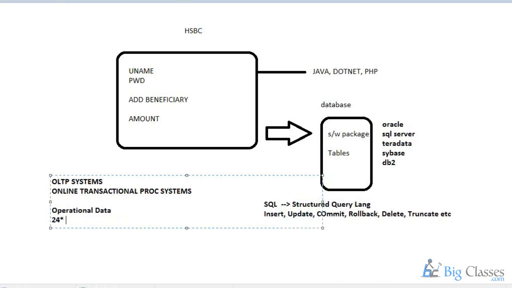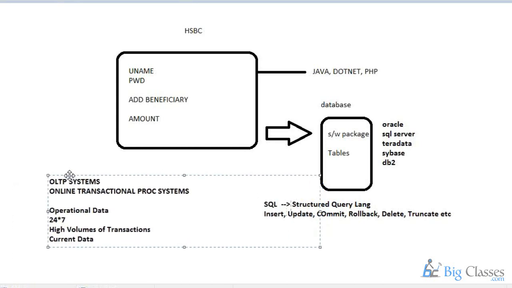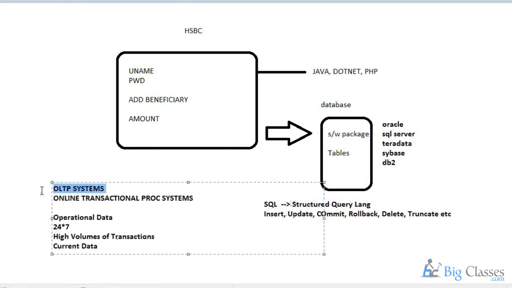So we have 24/7 access to this, and high volumes of data will be present here. I mean, high volumes of transactions are performed, and these will be available all the time, right? And it contains the current data, in the sense that only present data will be within this OLTP system. For every organization or company, these OLTP systems play an important role because they stand as the backbone of any enterprise.